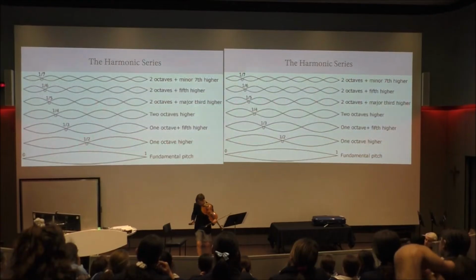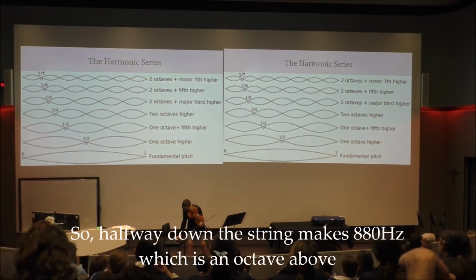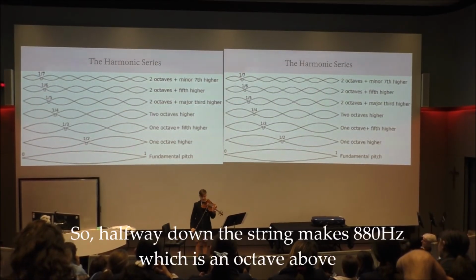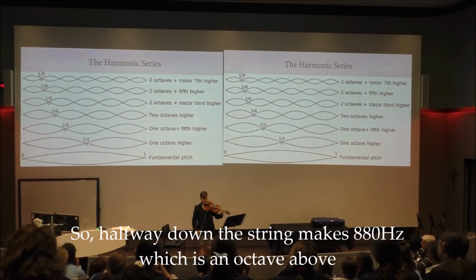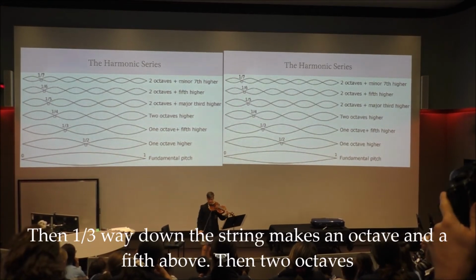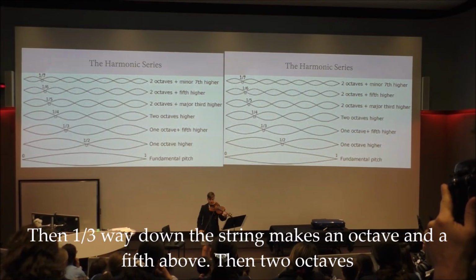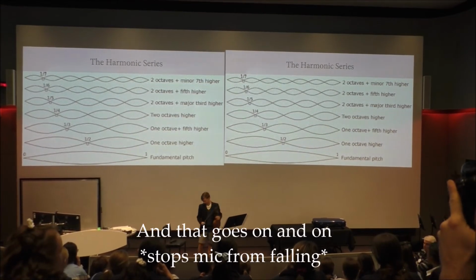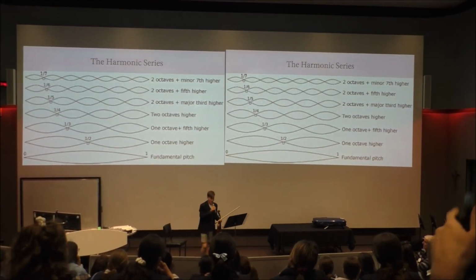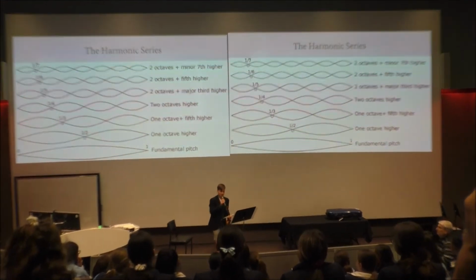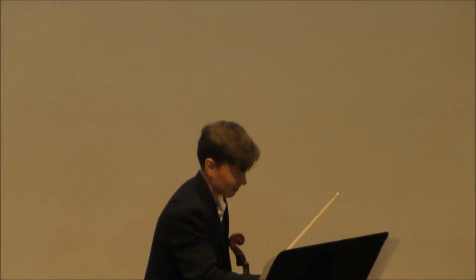Halfway down the string makes 880, which is an octave above. Then a third of the way down the string makes an octave and a fifth above, 2 octaves. And that cycle keeps going on and on forever. And these are called natural harmonics.